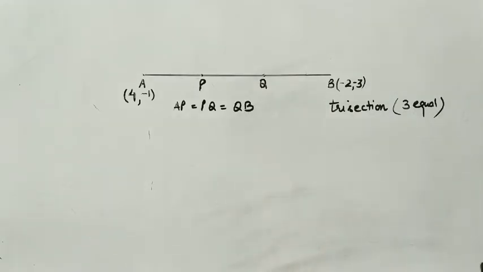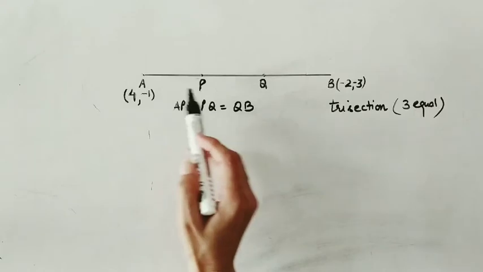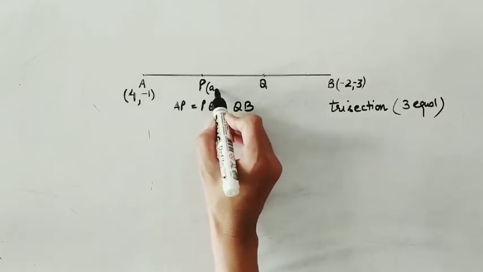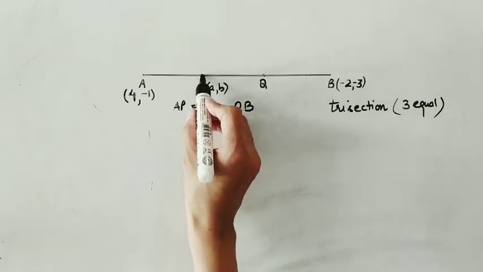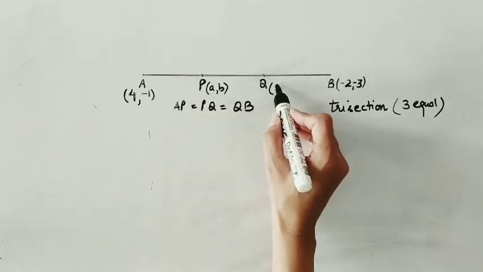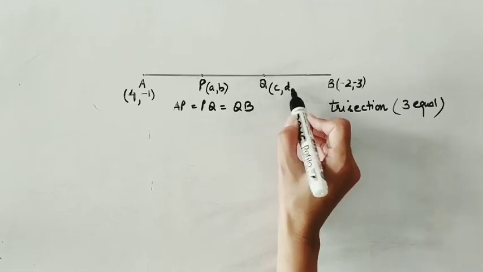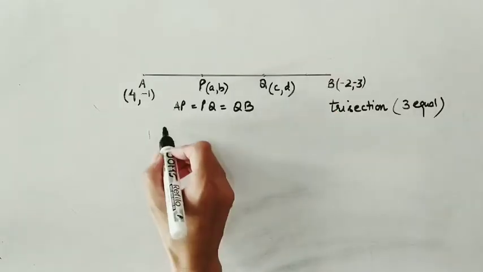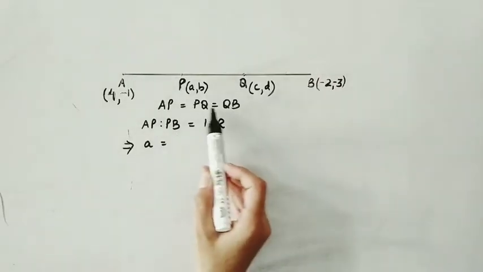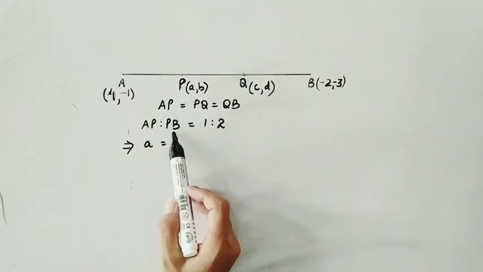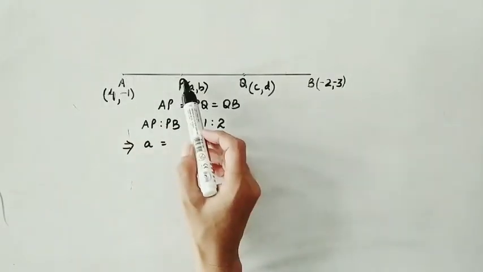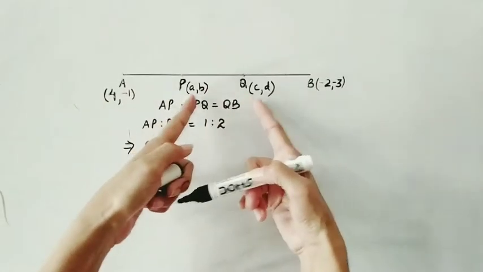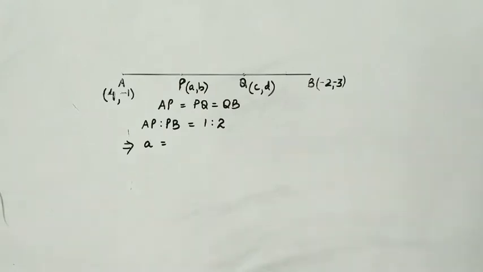The procedure to do this question is, let's first of all mark the unknown coordinates. Let the coordinates of P be (a, b), and for Q let the coordinates be (c, d). If we take AP is to PB, since all these parts are equal, AP is to PB is 1:2, because there are 3 equal parts.